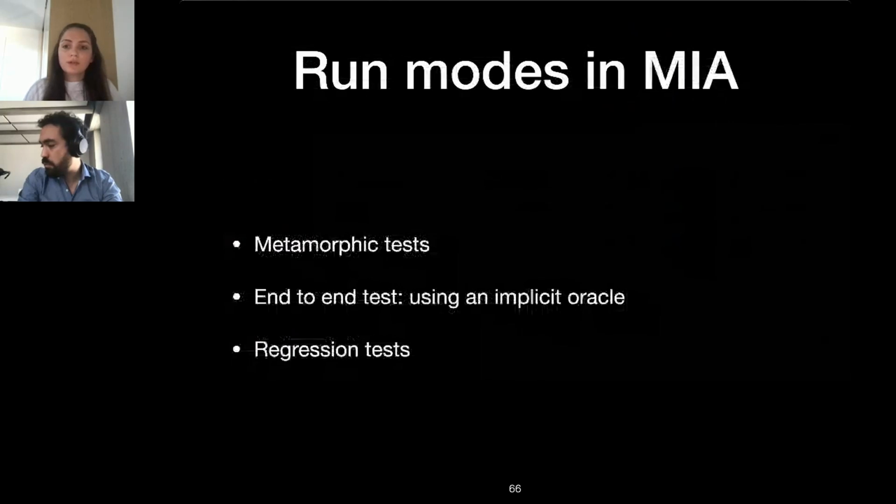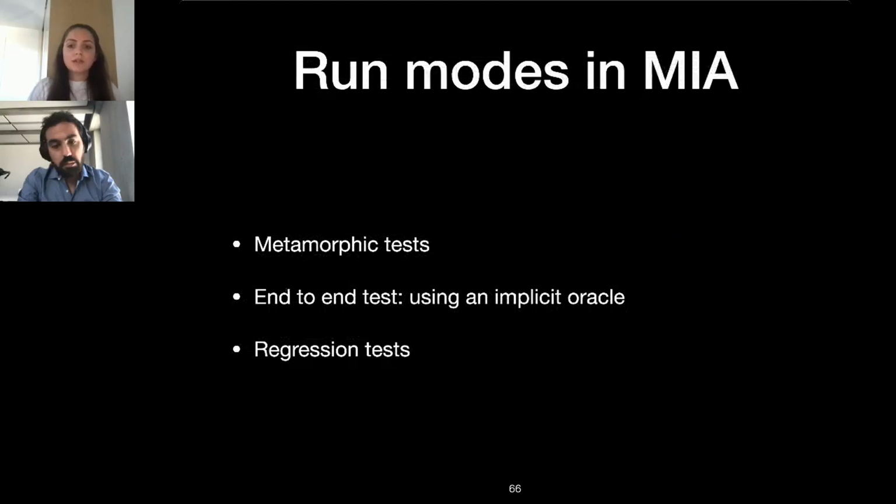On top of the metamorphic relations that I just mentioned, in the paper we talk a little bit more about end-to-end testing, and in particular using an implicit oracle, which means if the simulation has crashed, then we know that the simulation has failed. I'm going to mention later on how we are extending this part. We also showed that regression testing is a specific subtype of metamorphic testing, where the simulation is run on two different versions of the underlying code.